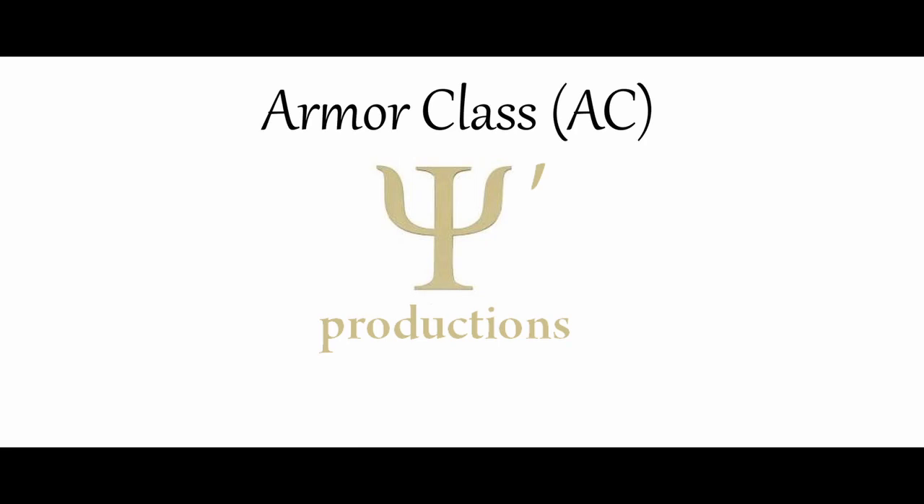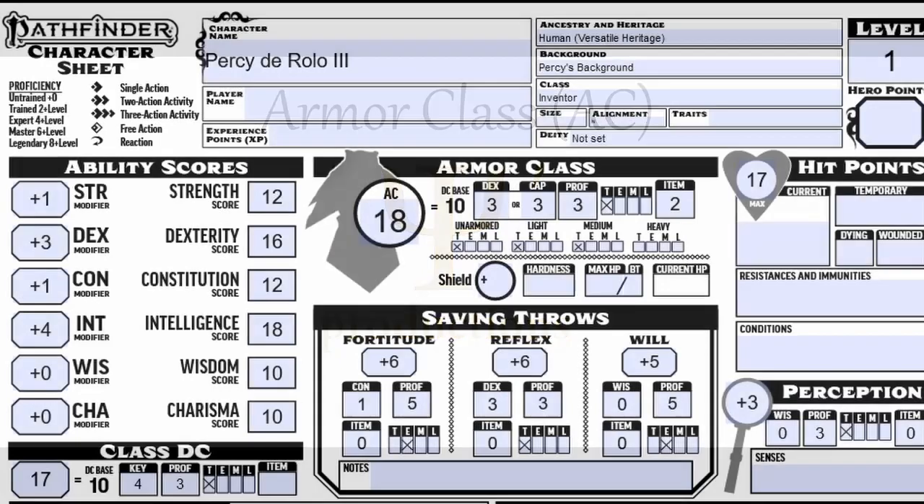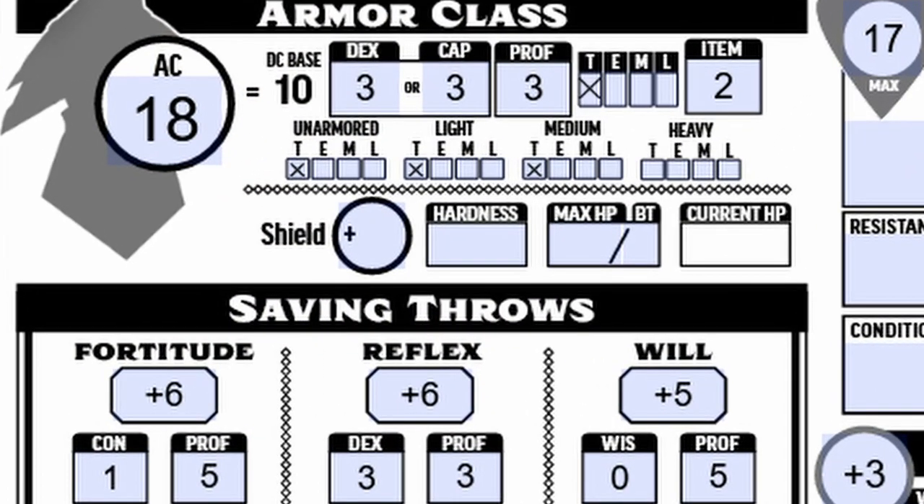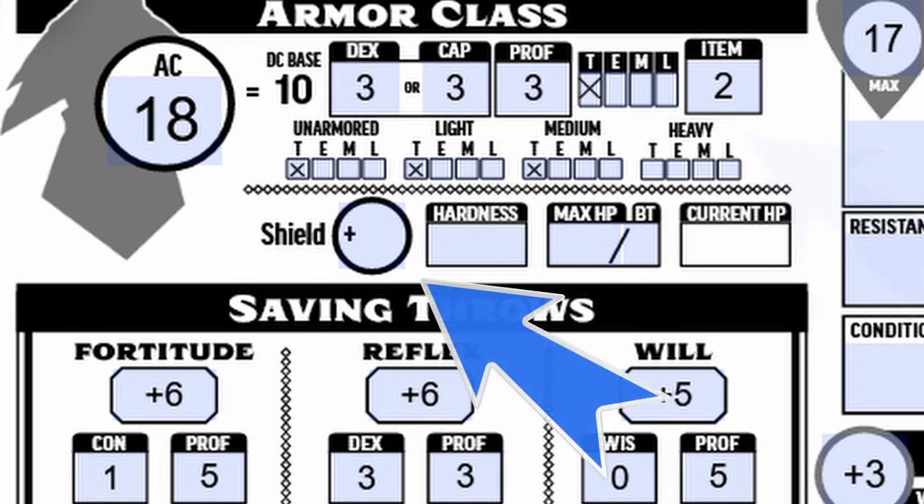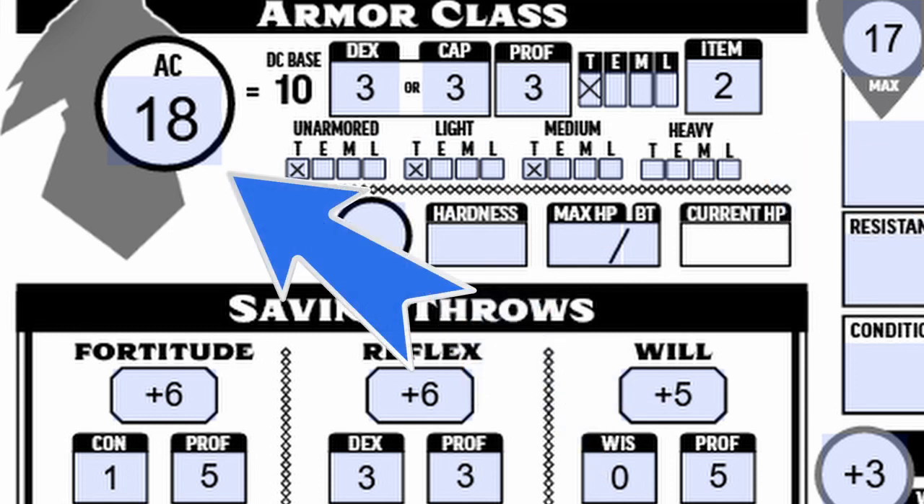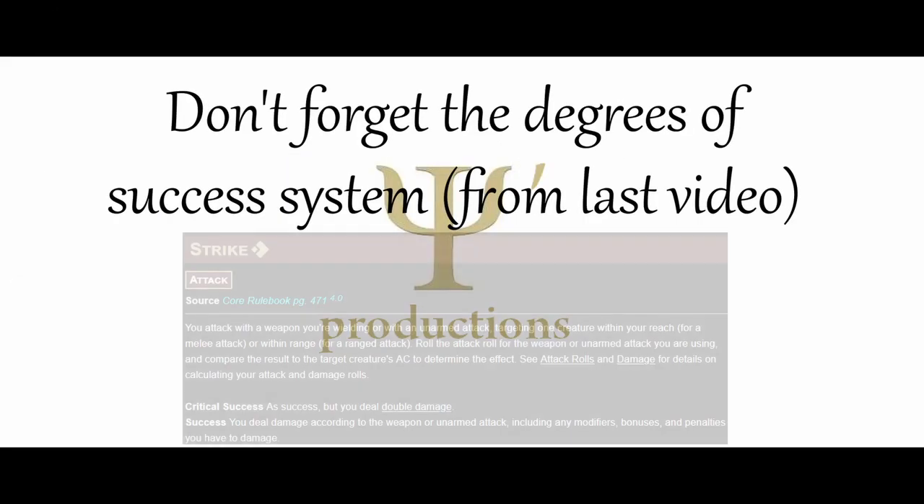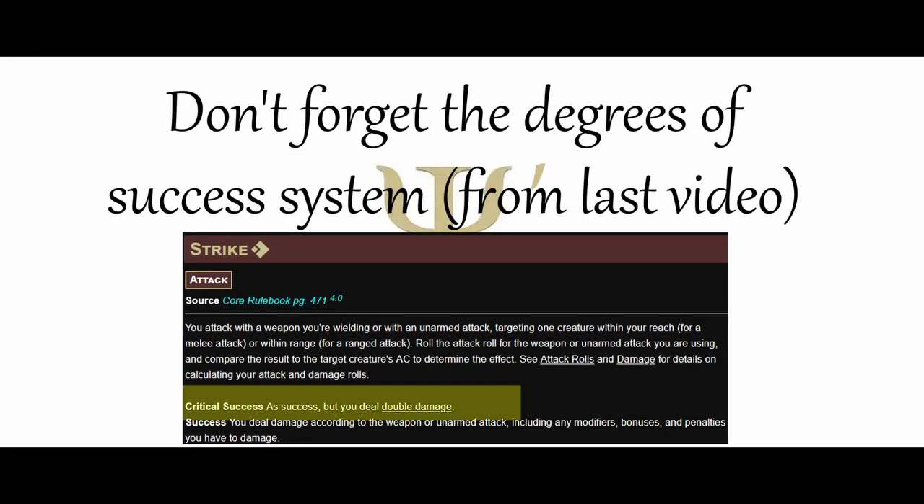Armor class. This is how hard it is to hit you with a physical attack. Armor class, or AC, can come from any number of places, such as your training, your raw agility, wearing armor, or holding a shield in front of you. Your armor class is the number an enemy has to roll to beat you. Remember, if an enemy beats your armor class by 10, they critically hit and you take double damage from the attack.